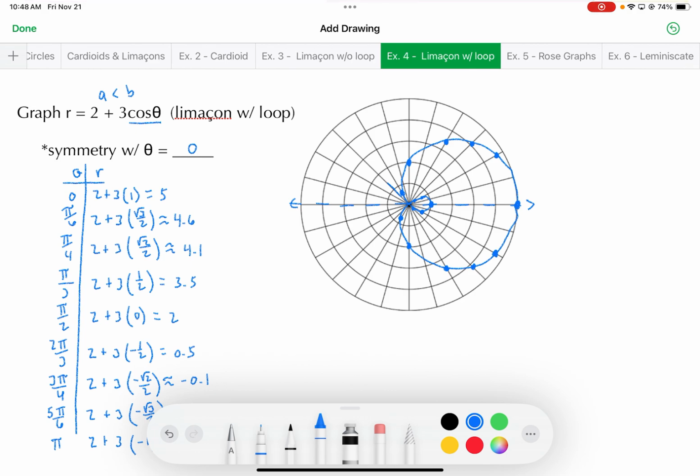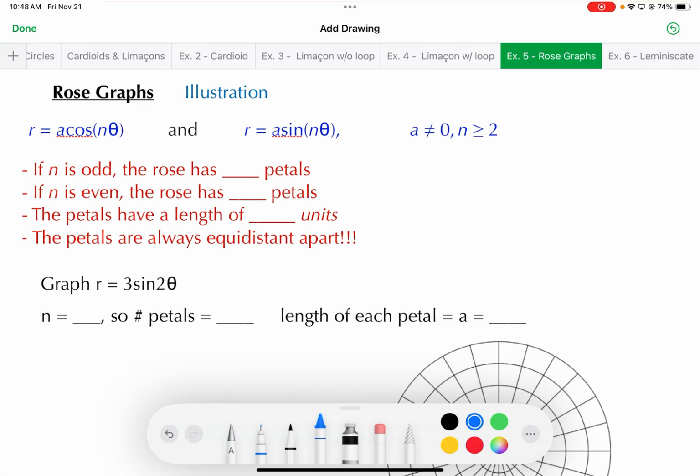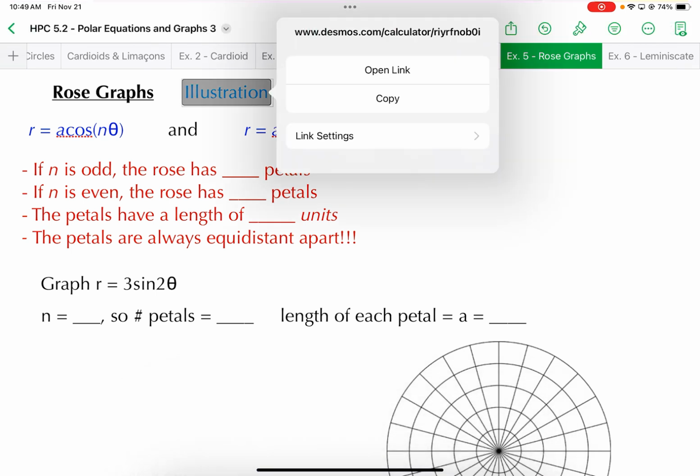So next we're going to look at some rose graphs. On a rose graph, the reason we call them these is because they're going to look like flowers, petals of a flower. Their equations are a little different. It'll be r equals a number a times either sine or cosine of a value n times theta. And we'll see that the value of n determines how many petals we have. So let's pull this up.